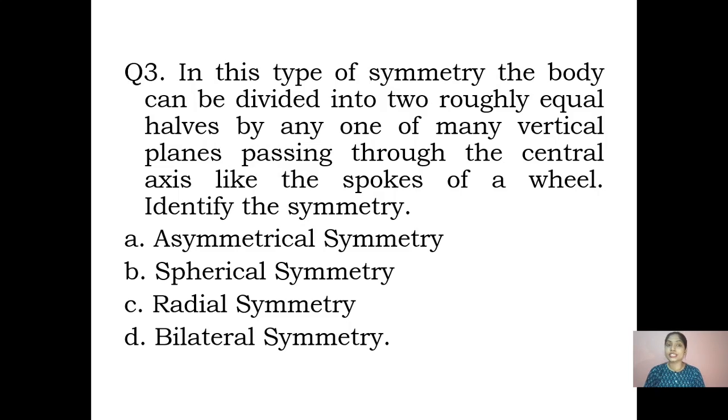Moving on to the next question. We are supposed to identify the type of symmetry. In this type of symmetry, the body can be divided into two roughly equal halves by any one of many vertical planes passing through the central axis like the spokes of a wheel. So whenever you come across the word spokes of a wheel, please remember a circle. Therefore, the answer is radial symmetry.